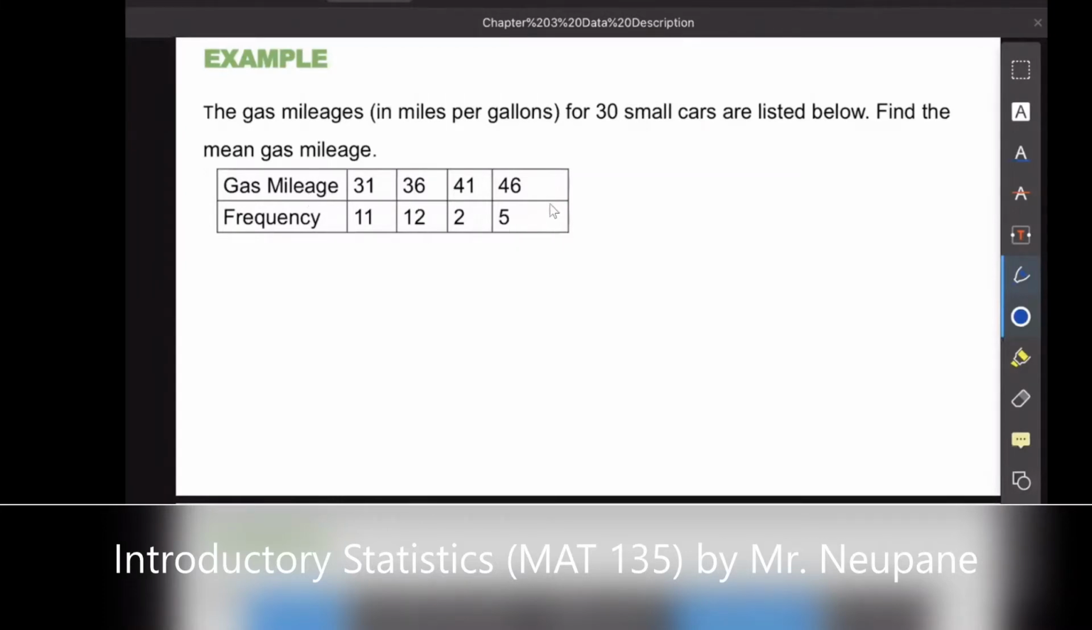That is given to you. We need to find the mean of the gas mileage. Okay, what is the average mileage? We need to find that. So this is the group data.